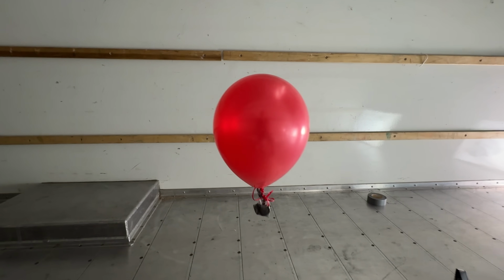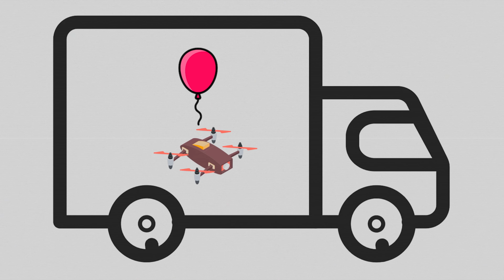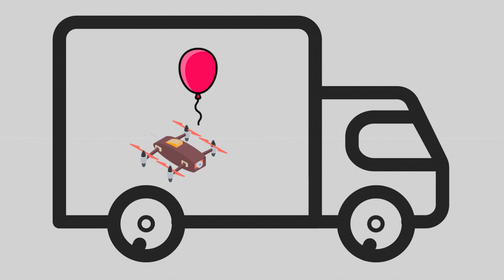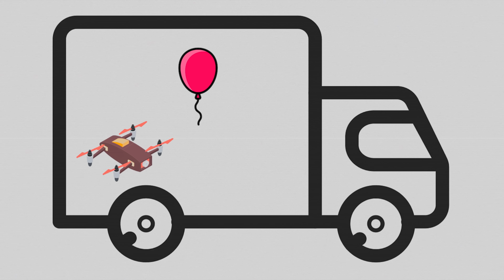Whoa. Why did this happen? Why did the drone drift backward when we moved the truck forward, but the balloon didn't? It's not like the balloon doesn't have any mass to move backwards. It had 17 grams that could have shot to the back, but why didn't it?